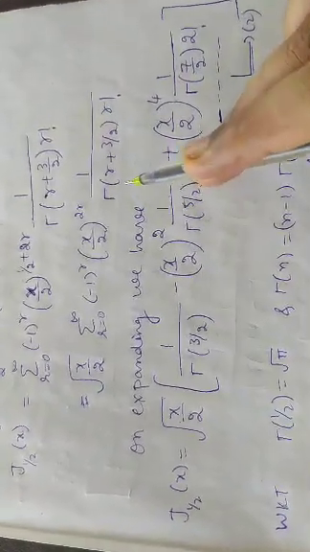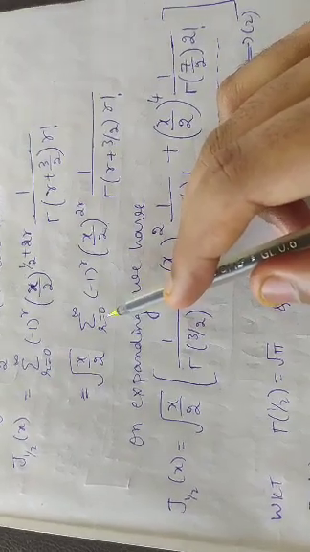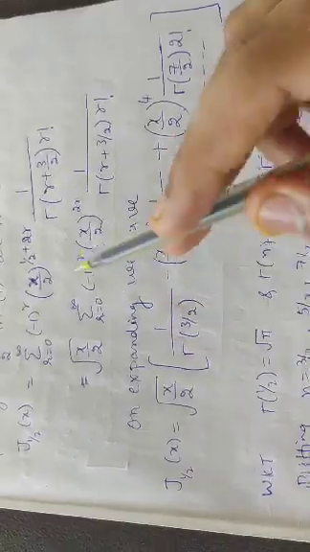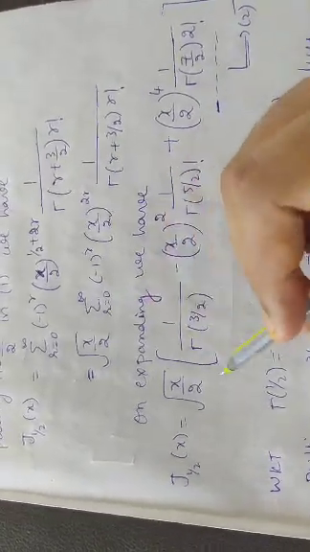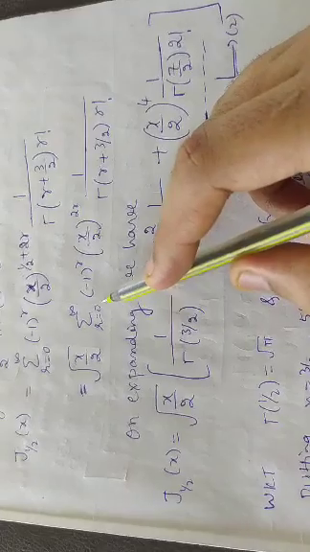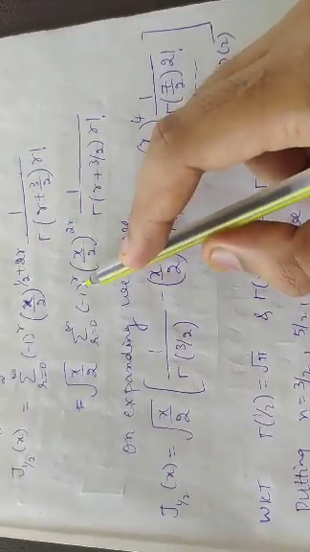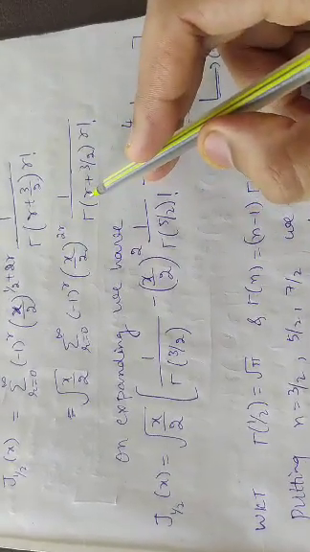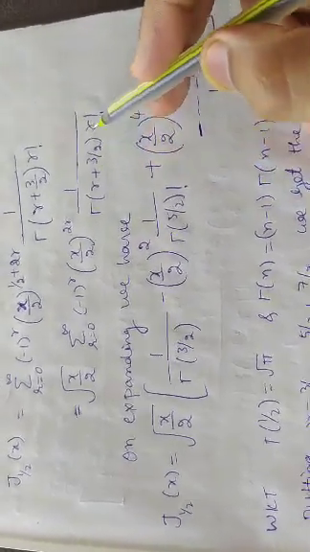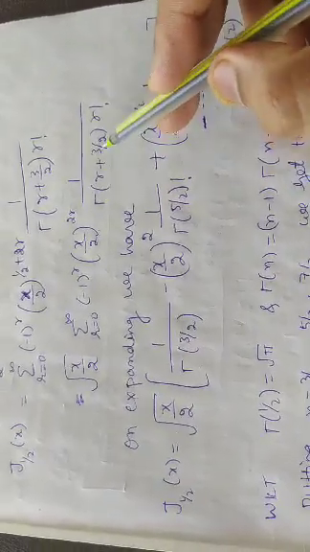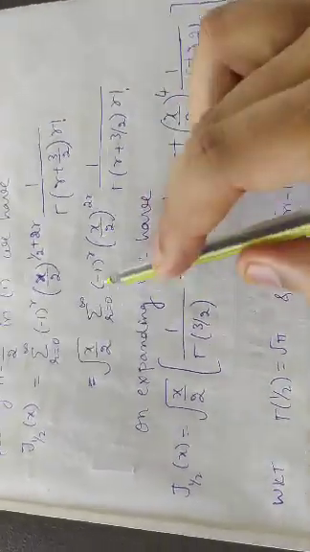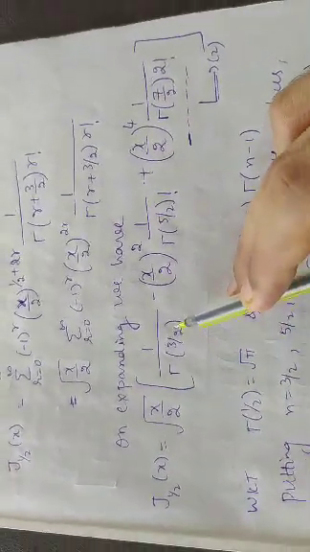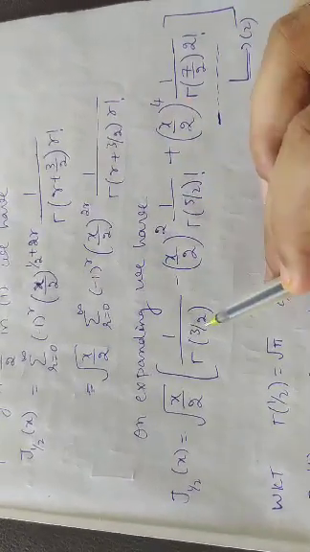Since this is a series, you have to start giving the values r equals 0, r equals 1, r equals 2, like this. Obviously root of x by 2 will come outside. When you substitute r equals 0, anything to the power 0 is 1, so 1 by gamma of 0 plus 3 by 2 into 0 factorial. 0 factorial is 1, so only gamma of 3 by 2 remains. This is for r equals 0.